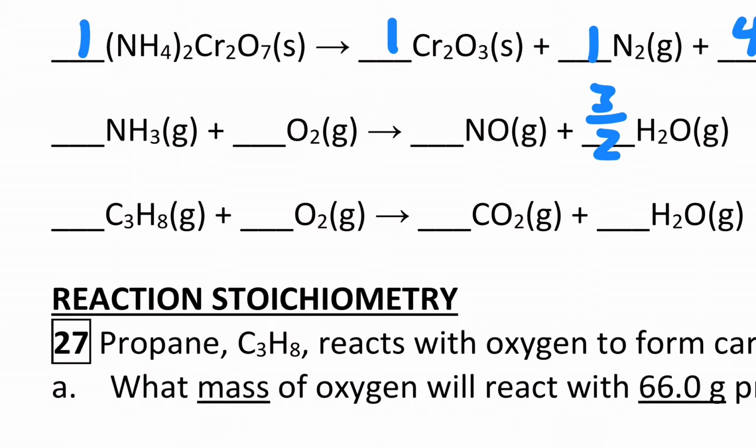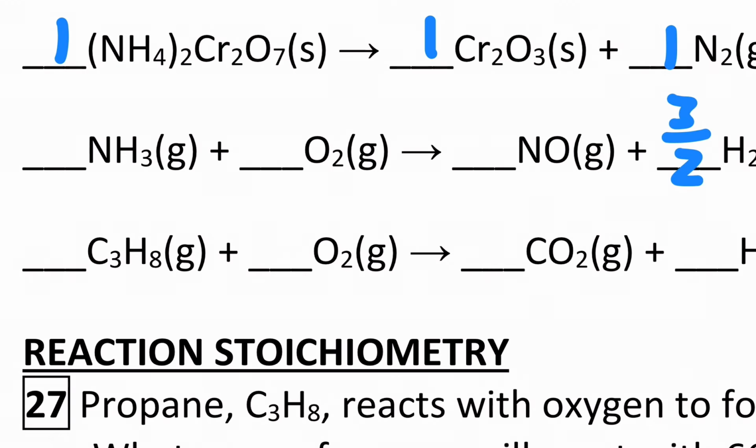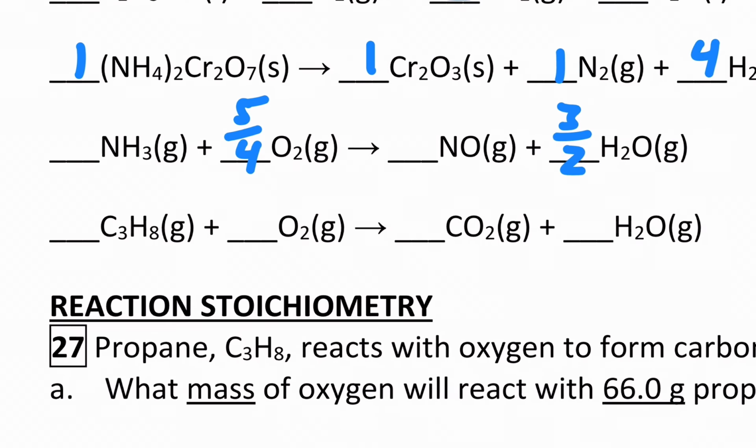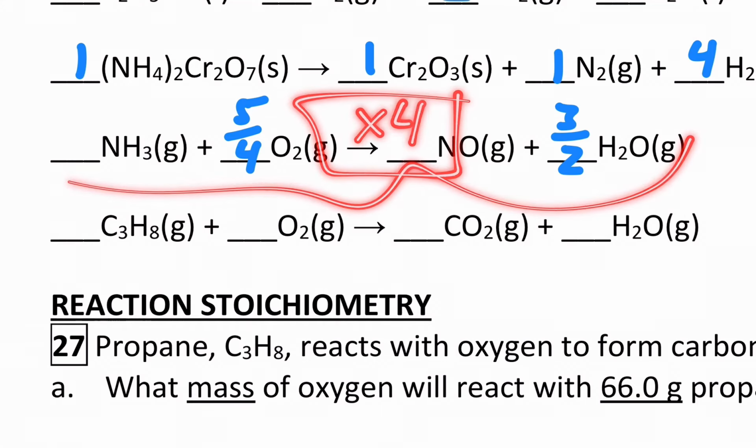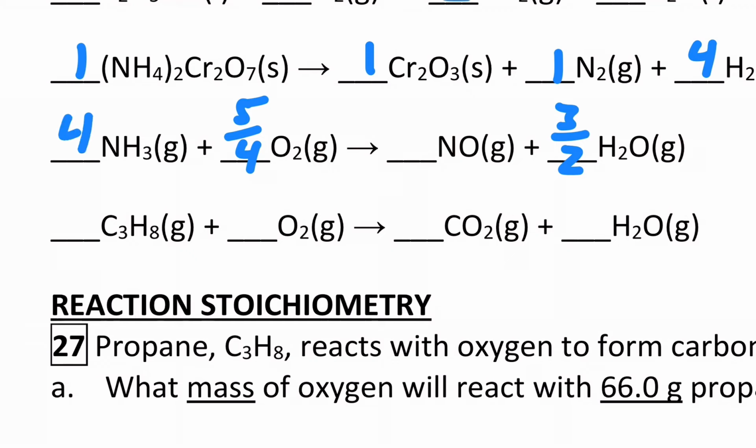Now I'll check oxygen. I have 3/2 oxygens plus another 2/2 oxygens, so I have 5/2 of an oxygen on the right-hand side. And I'm going to use another fraction. In this case, I'll need 5/4 of the oxygen on the reactant side. Now, technically that's balanced, but we always normalize it to make whole numbers. So I see this denominator of 4, so I'm going to multiply everything by 4 across all the coefficients. So that means 4 ammonias become 5 oxygens and 4 nitric oxides and then 6 water molecules.